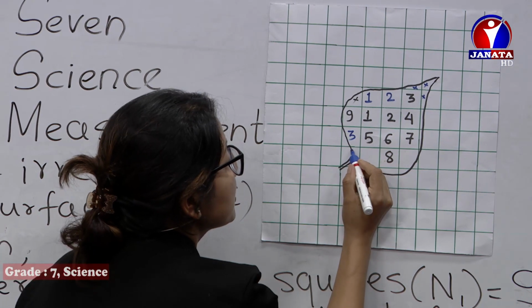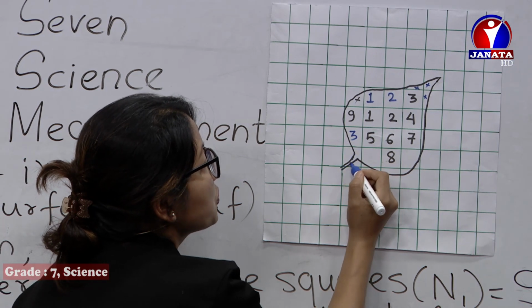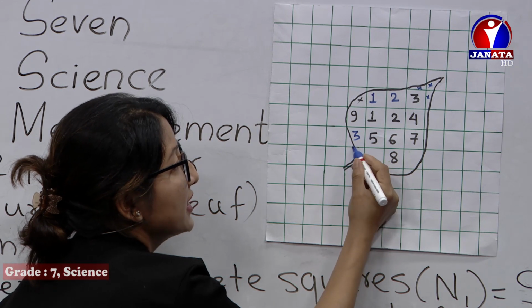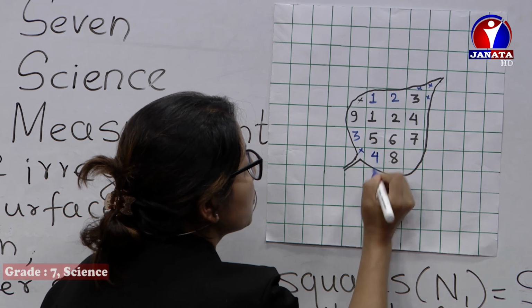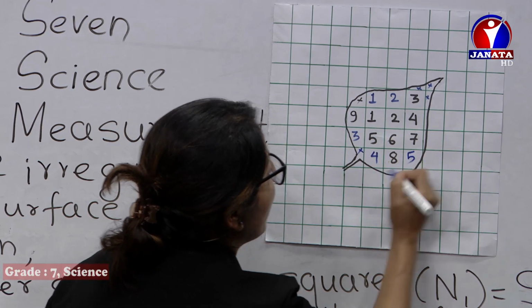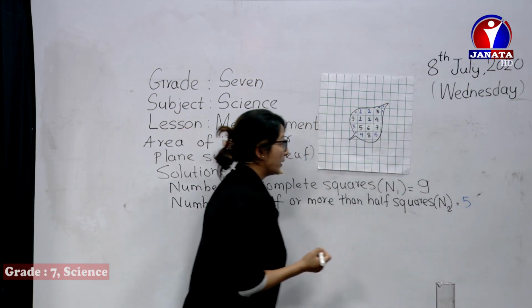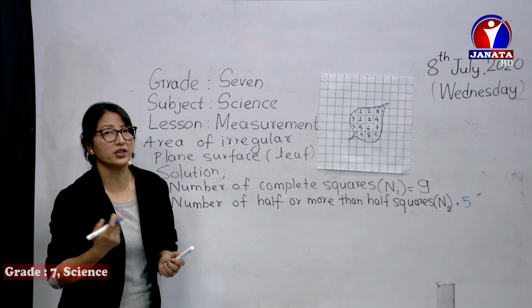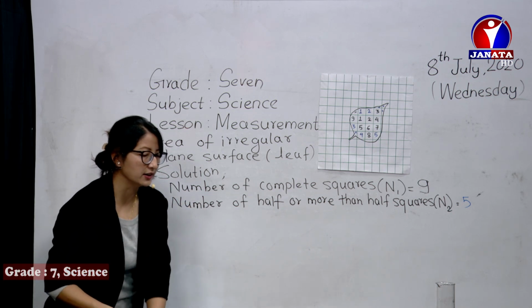And here also, we can just check over here this much, and it has gone up to here. It seems like it's less than half. If we join this much, it seems like less than half, so we also ignore it. And this one also, we can take it as 4, and this is 5. So altogether 5 squares which have covered half or more than half.